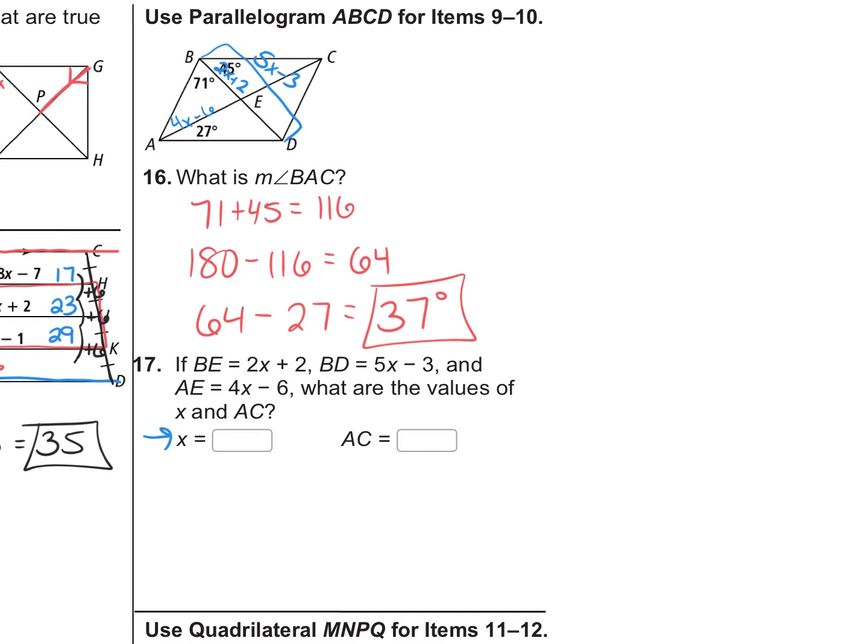What is something else we know about that picture? The other side is what? Yep, BE and ED are the same, so this side's also 2x plus 2. How can I set up an equation here?